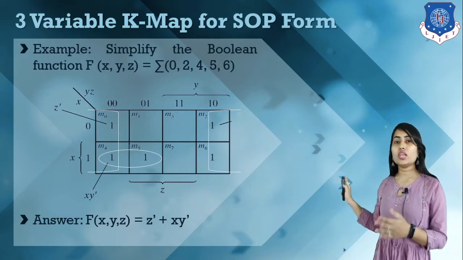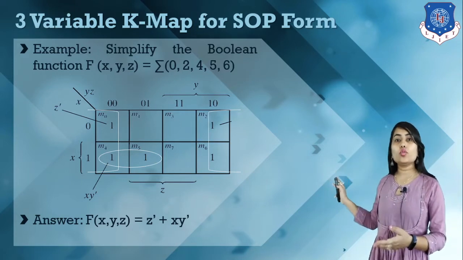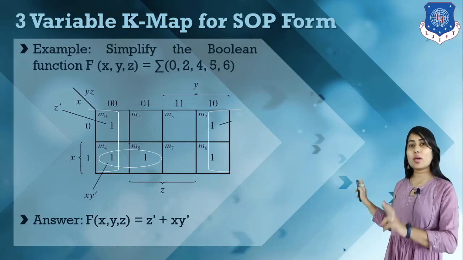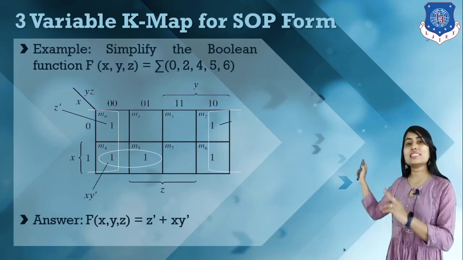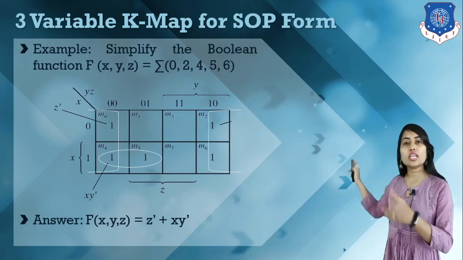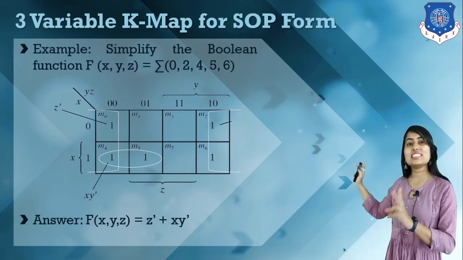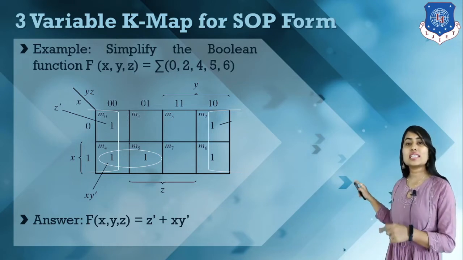Can we make a group of 8 over here? No. Can we make a group of 4? Yes, we can make a group of 4 like this. Remember, this and this are also adjacent, so by considering this we can make a group of 4. Here, in this direction nothing is common, and in this direction z dash is common. So this group function is basically z dash.